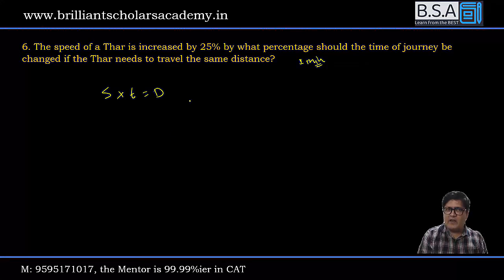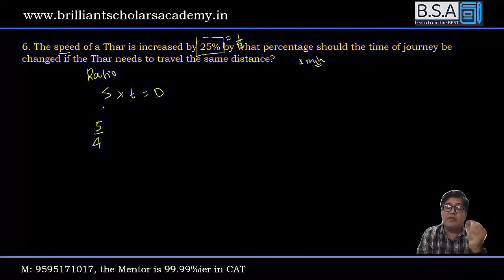What we just now did is we increased the speed of the Thar by 25%. I'm trying to teach you the ratio method first. Ratio method. Anything, you increase by 25%. What is 25%? 1 by 4. What will be the increase? 5 by 4. See, I don't care about the value of the speed. Speed has become 5 by 4, 25% increase.